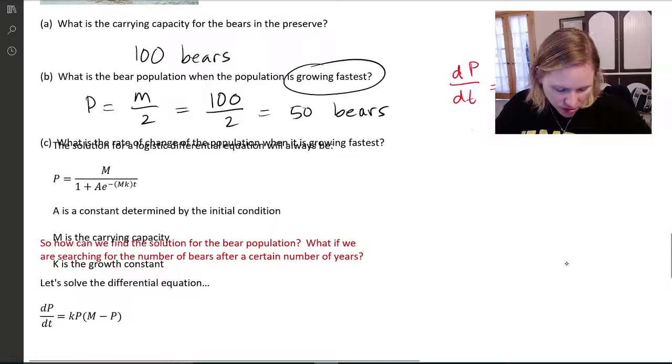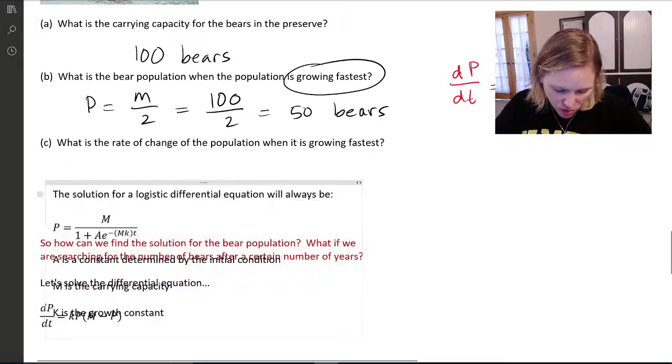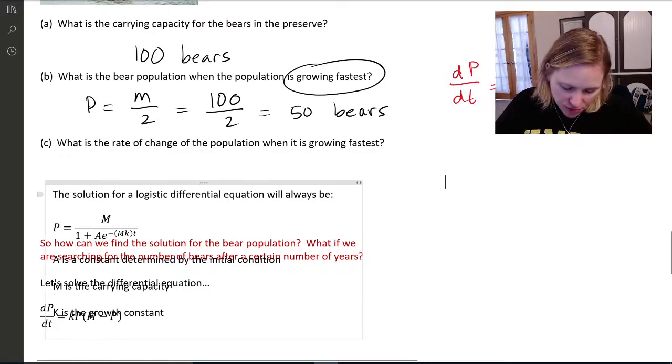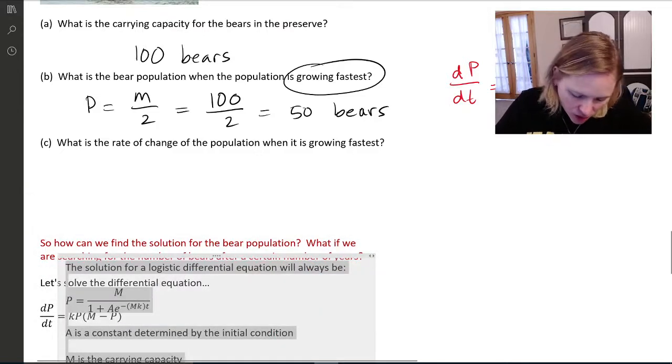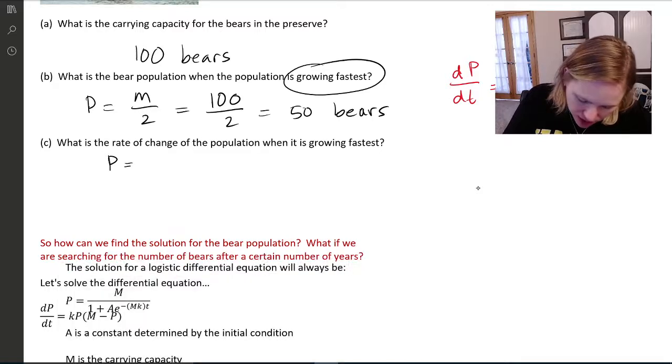So now we have this question, and it says, what is the rate of change when it is growing the fastest? Well, we want to know what the rate of change is here. And the rate of change when I'm growing the fastest is simply going to be what I get when I plug 50 bears in. So when P is 50, what is dP/dt? That's what this question is asking.